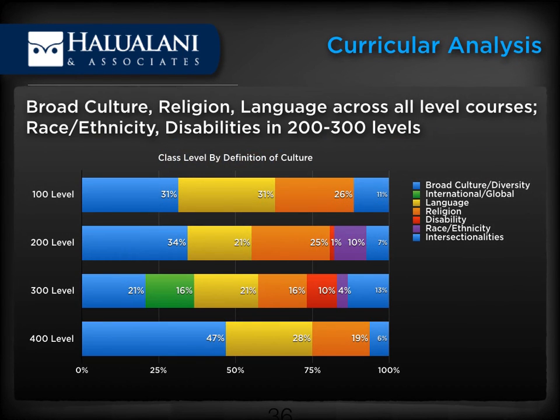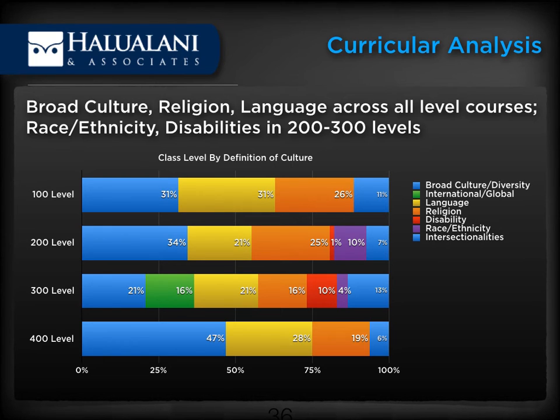We can look at the class level of all of your courses and how definitions of culture are being engaged. So I love this because 100 level for this campus was the Frosh, quote unquote, first year native level. And so in that level, it was predominantly broad culture diversity, international, global, and religion that was being engaged. Isn't that interesting? And then intersectionalities towards the end.